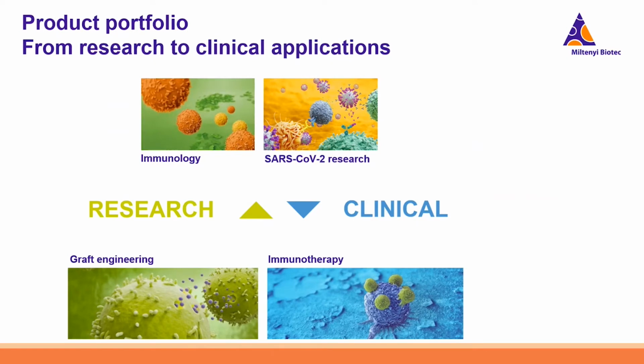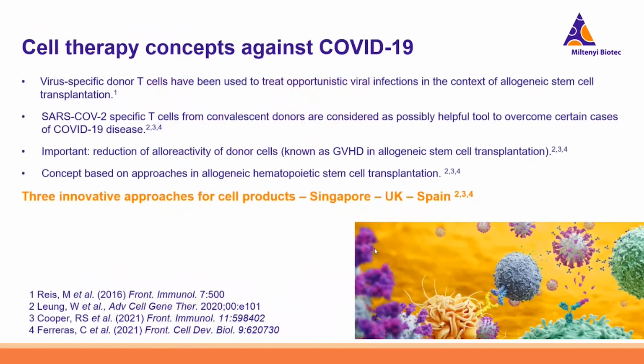So let us now switch to the news from the field on clinical applications. Cell therapy products based on virus-specific donor T cells have been used to treat opportunistic viral infections in the context of allogeneic hematopoietic stem cell transplantation. It has been discussed whether this treatment option could also be applied to COVID-19 patients.